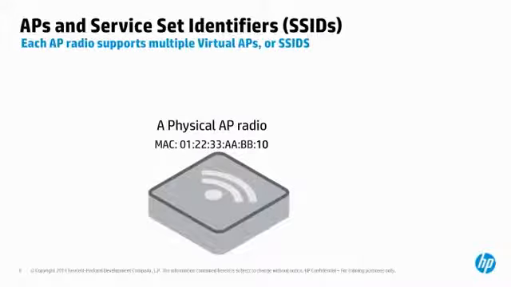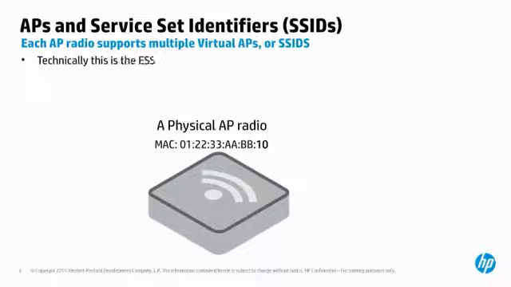Most APs include a 2.4 GHz radio and a 5 GHz radio. Each physical Layer 2 radio has its own MAC address and supports multiple VLANs in the form of Service Set Identifiers, or SSIDs. Each WLAN or SSID is analogous to an Ethernet VLAN. Each defines a broadcast domain which is separate and distinct from other WLANs.